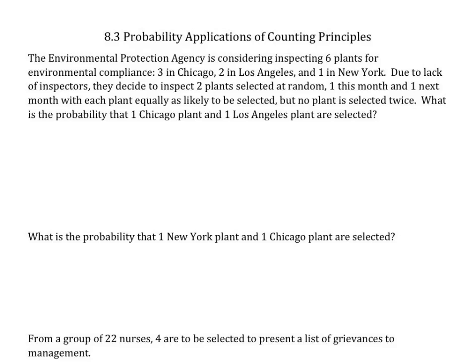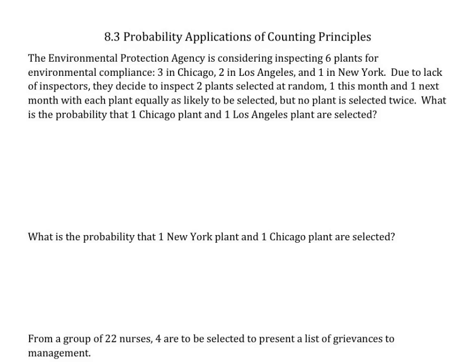Section 8.3, Probability Applications of Counting Principles. The Environmental Protection Agency is considering inspecting 6 plants for environmental compliance, 3 in Chicago, 2 in LA, and 1 in New York. Due to lack of inspectors, they decided to inspect 2 plants selected at random, 1 this month and 1 next month, with each plant equally as likely to be selected, but no plant selected twice. What is the probability that 1 Chicago plant and 1 LA plant are selected?